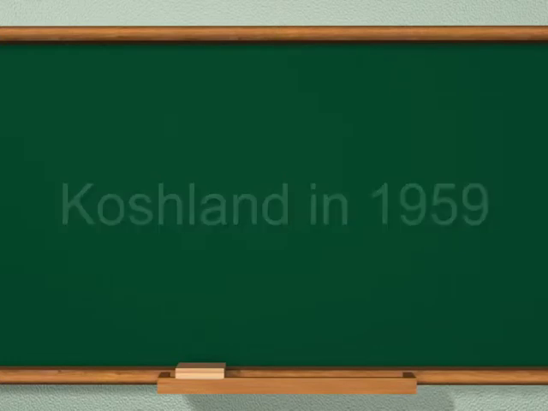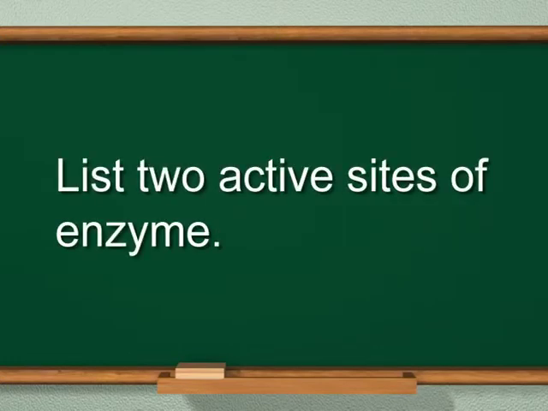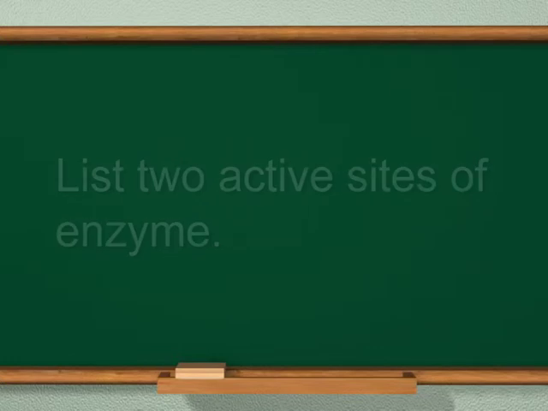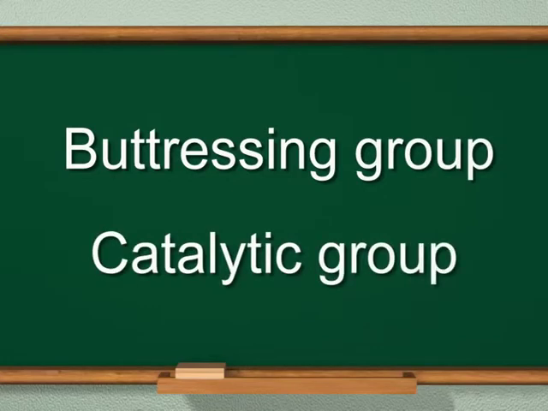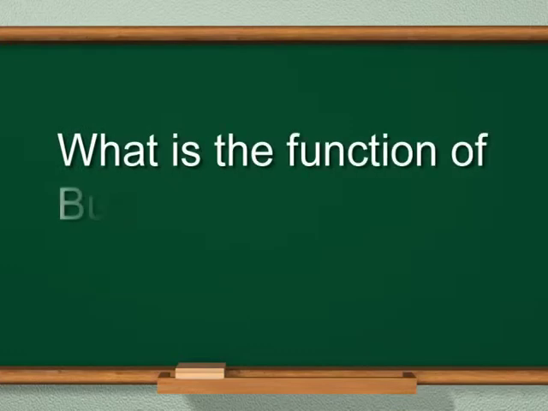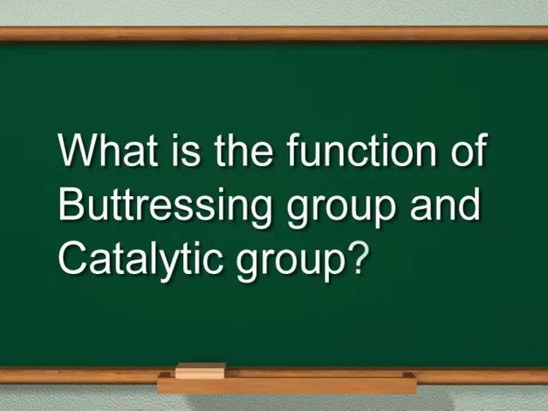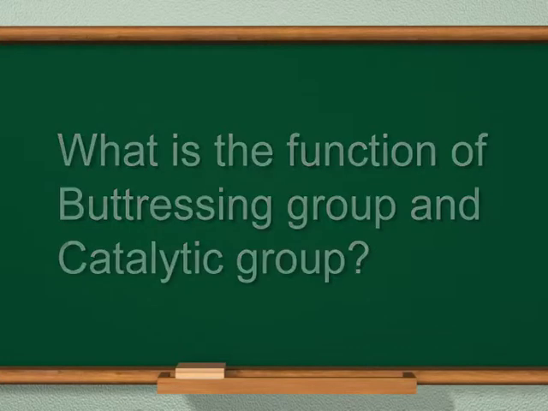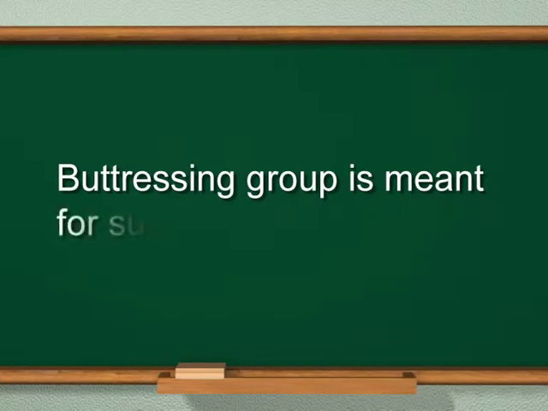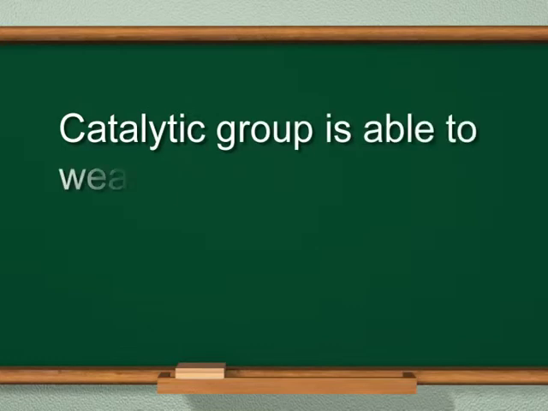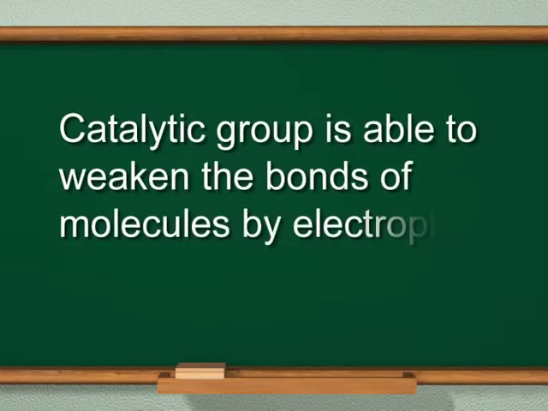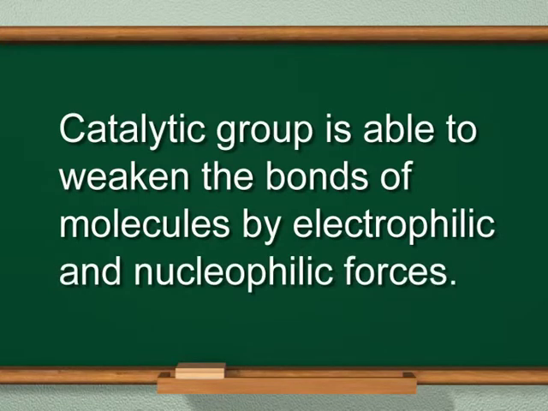The next question is, list two active sites of enzyme. Answer. The active site of enzyme has two groups, buttressing group and catalytic group. My next question is, what is the function of buttressing group and catalytic group? Answer. Buttressing group is meant for supporting the substrate, whereas the catalytic group is able to weaken the bonds of molecules by electrophilic and nucleophilic forces.